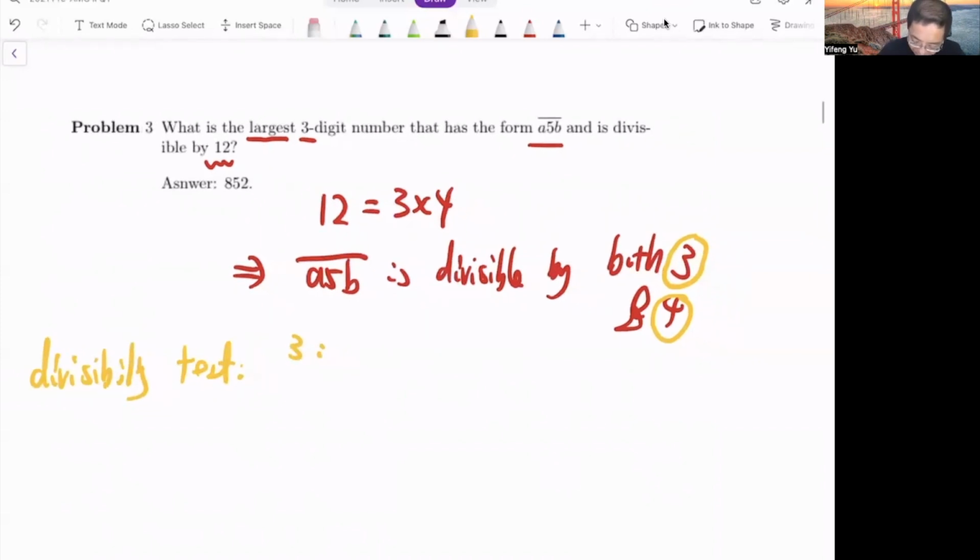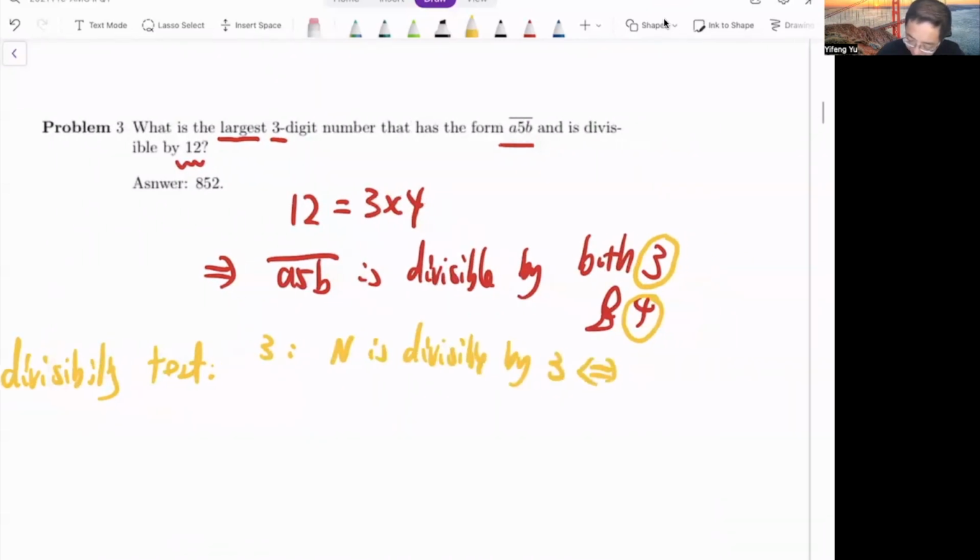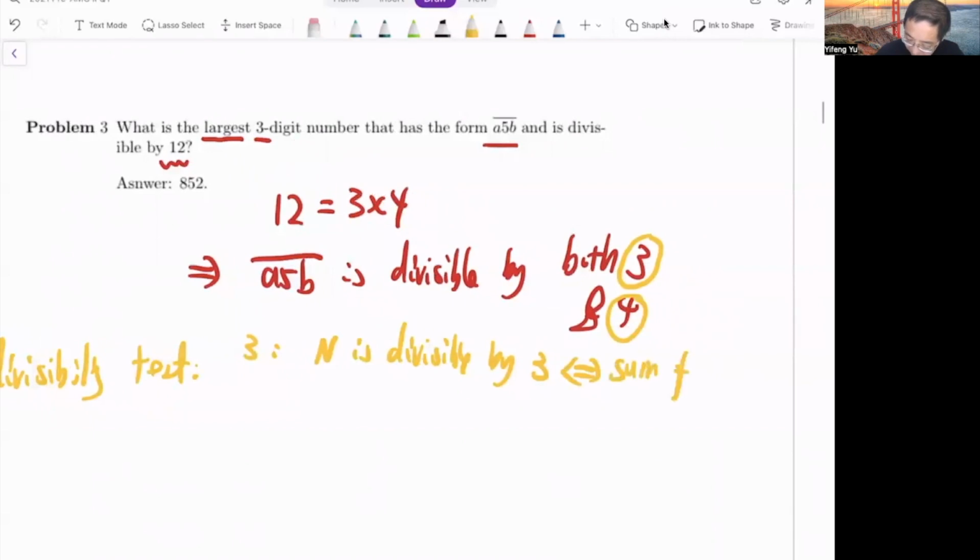Let's recall this. A number n is divisible by 3 if and only if the sum of digits is divisible by 3. This is also true if we replace 3 by 9. So the divisibility test for 9 is the same: you just look at whether the sum of digits is divisible by 9.